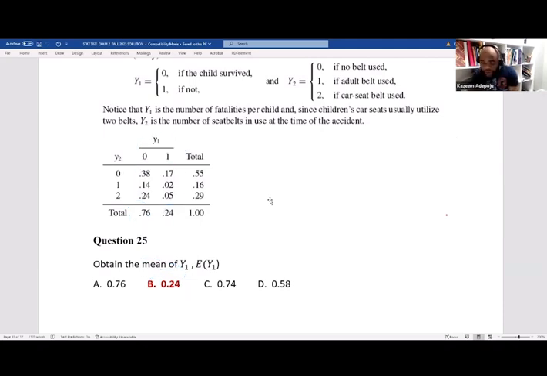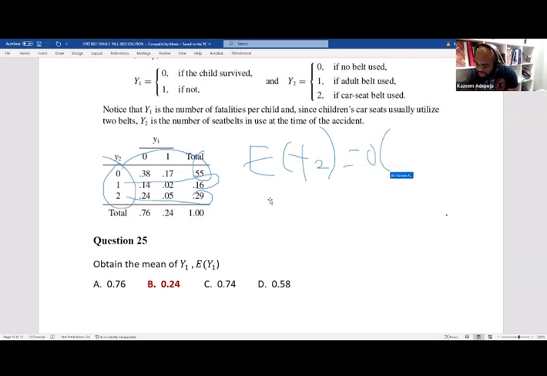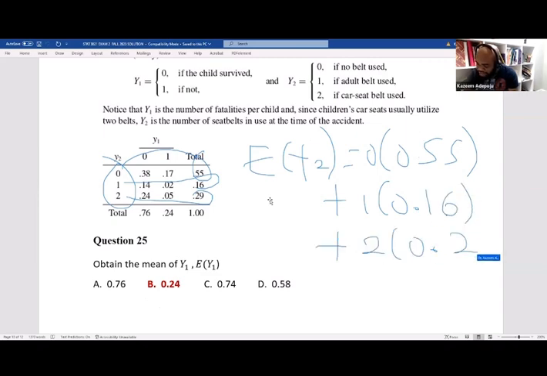What about the mean of Y2? Take a look at the state space of Y2 here: 0, 1, 2. Don't forget, I'm going to make use of this state space. I'm going to use 0 to multiply the total in that row, 1 to multiply this one, and 2 to multiply this one. So the expected value of Y2 is going to be 0 times 0.55, plus 1 times 0.16, plus 2 times 0.29. You just need your calculator.